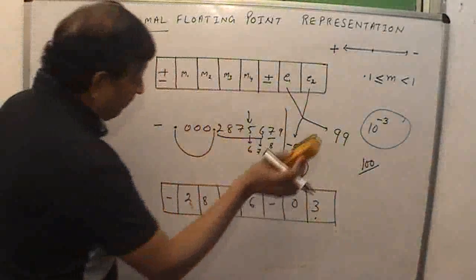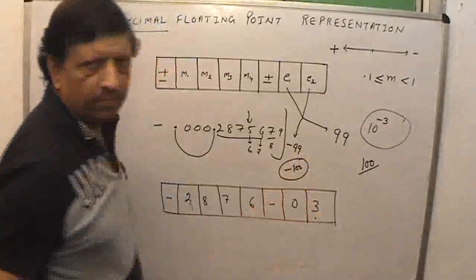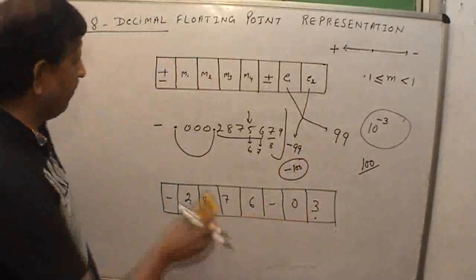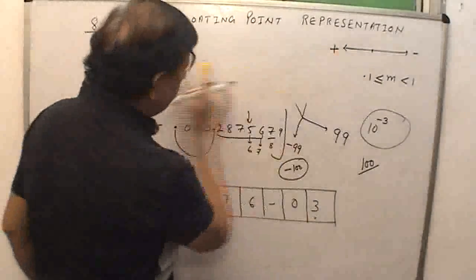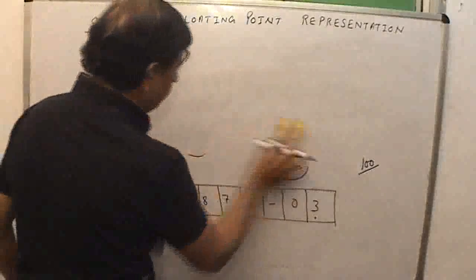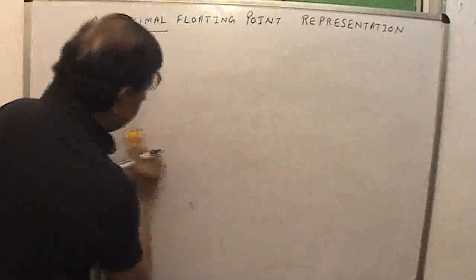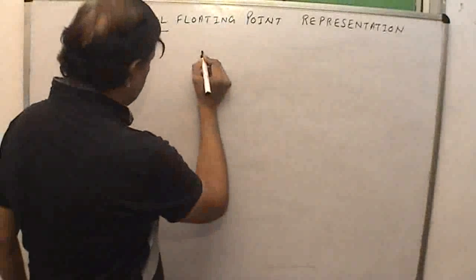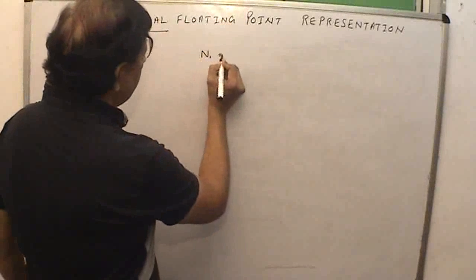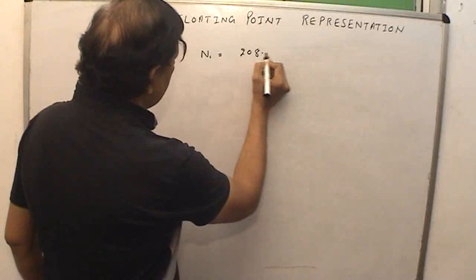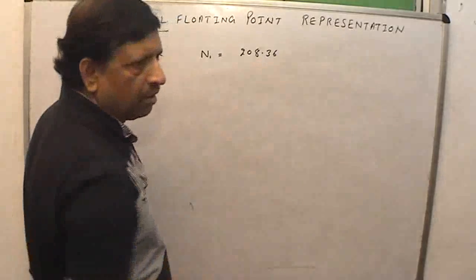So we will discuss the overflow and the underflow of the computer. That is some calculations. Before understanding that, say there are two digits, n1 is equal to 208.36.